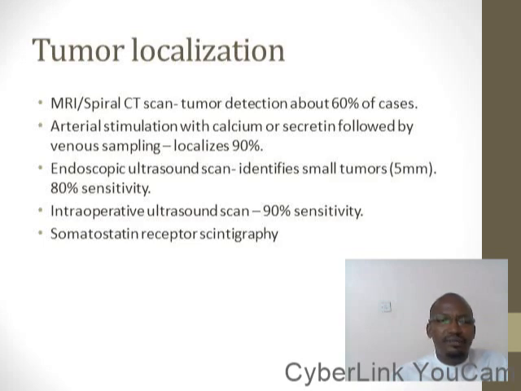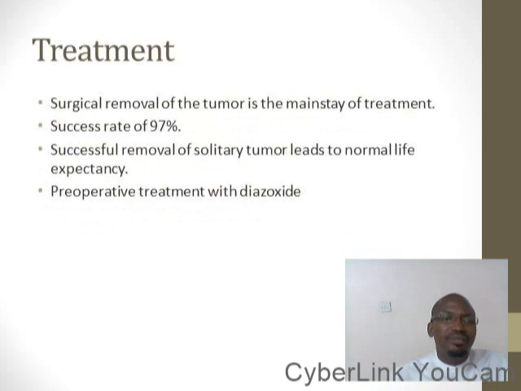Endoscopic ultrasound scan identifies even small tumors as small as 5 millimeters in about 80% of cases. Intraoperative ultrasound scan improves the sensitivity of the ultrasound to about 90% sensitivity. Other important tests that can be done include somatostatin receptor scintigraphy.